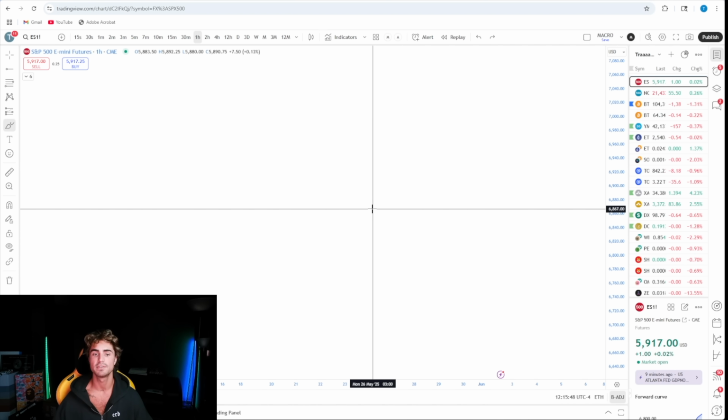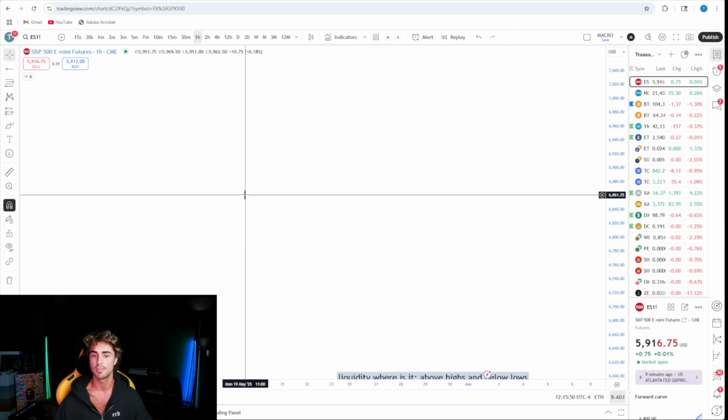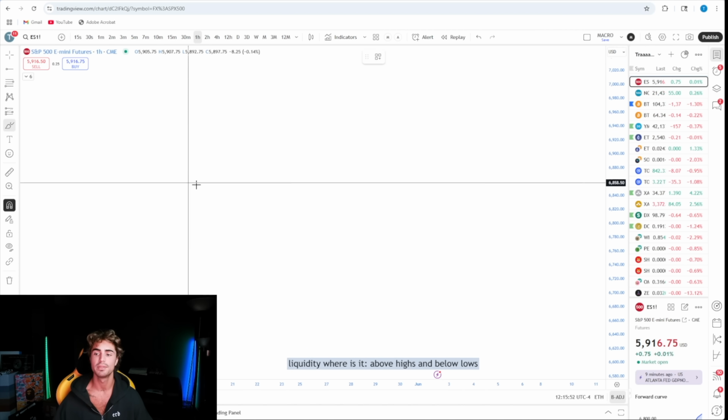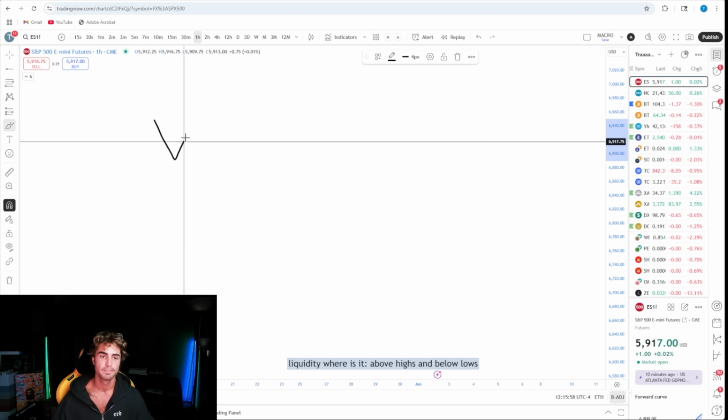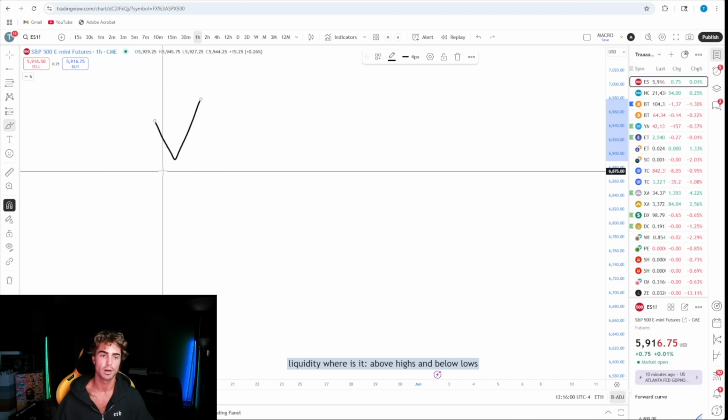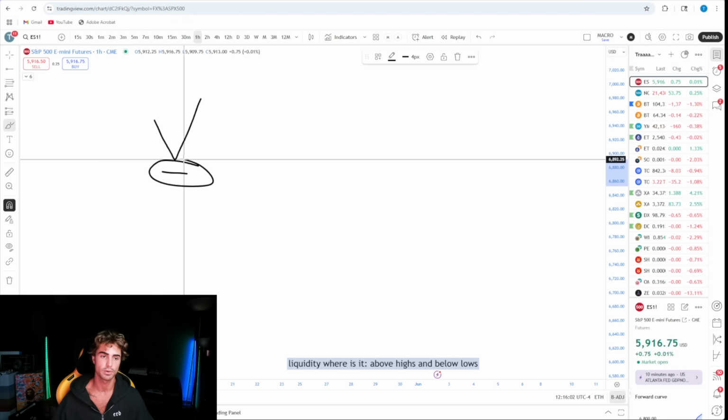So what do they have to do in order to fill their massive amounts of buy orders? Well, they have to sweep out liquidity. Why does this have to happen? Because underneath lows, what are there? Massive amounts of sell orders.